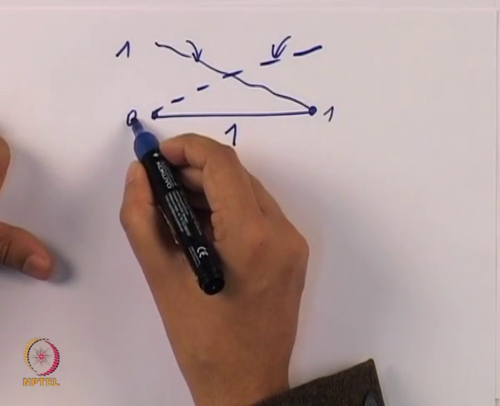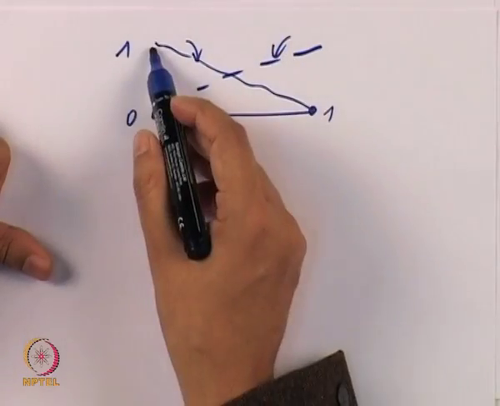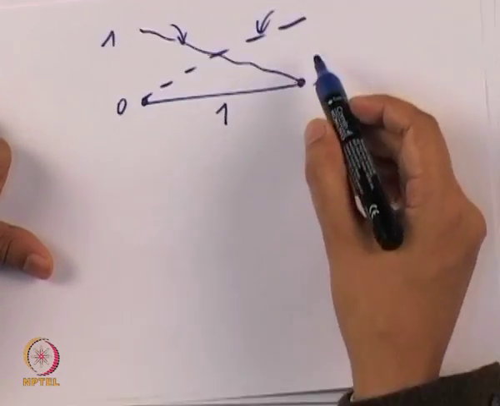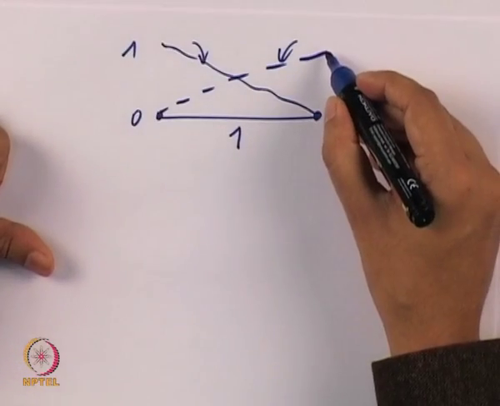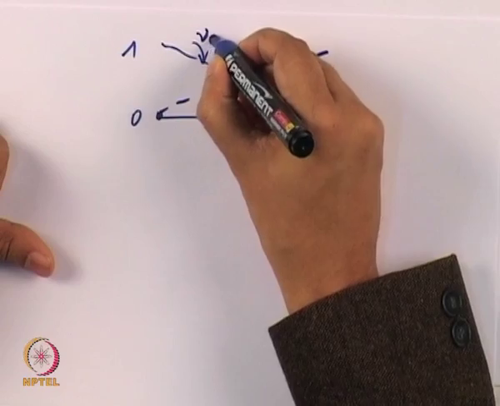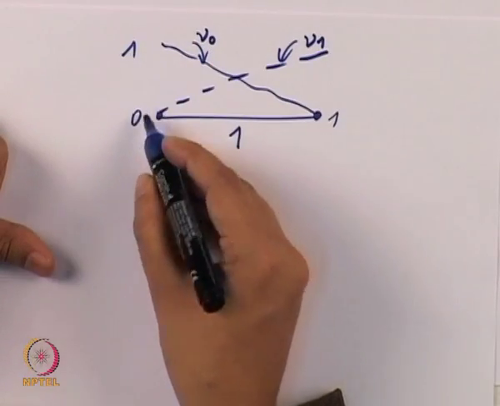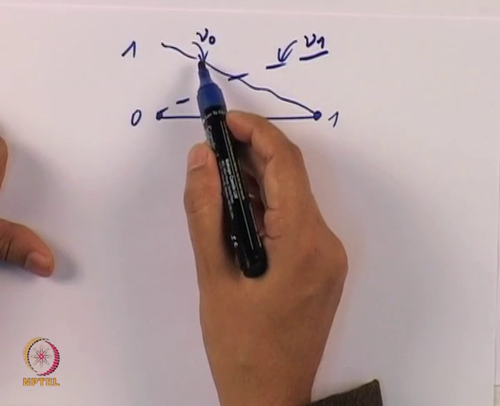For this particular node, this will be the main basis function because it has the maximum contribution. For this other node, this is the basis function that has the maximum contribution. In other words, this will be v of 0 and this will be v of 1. For the node 0, v of 0 will have the maximum value.